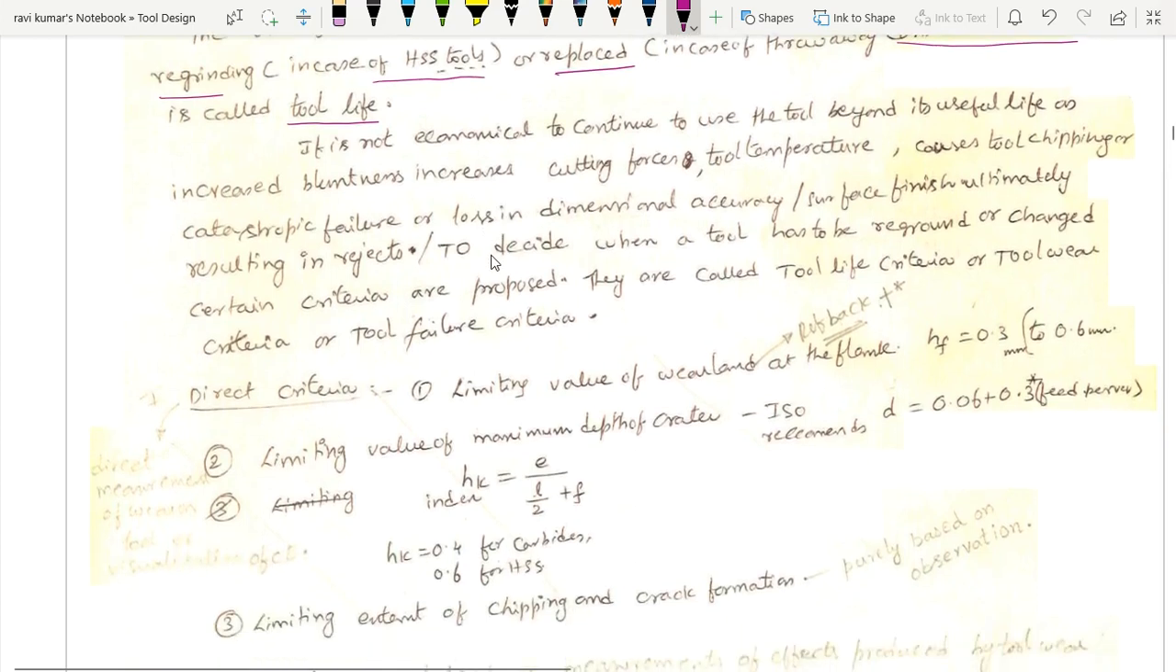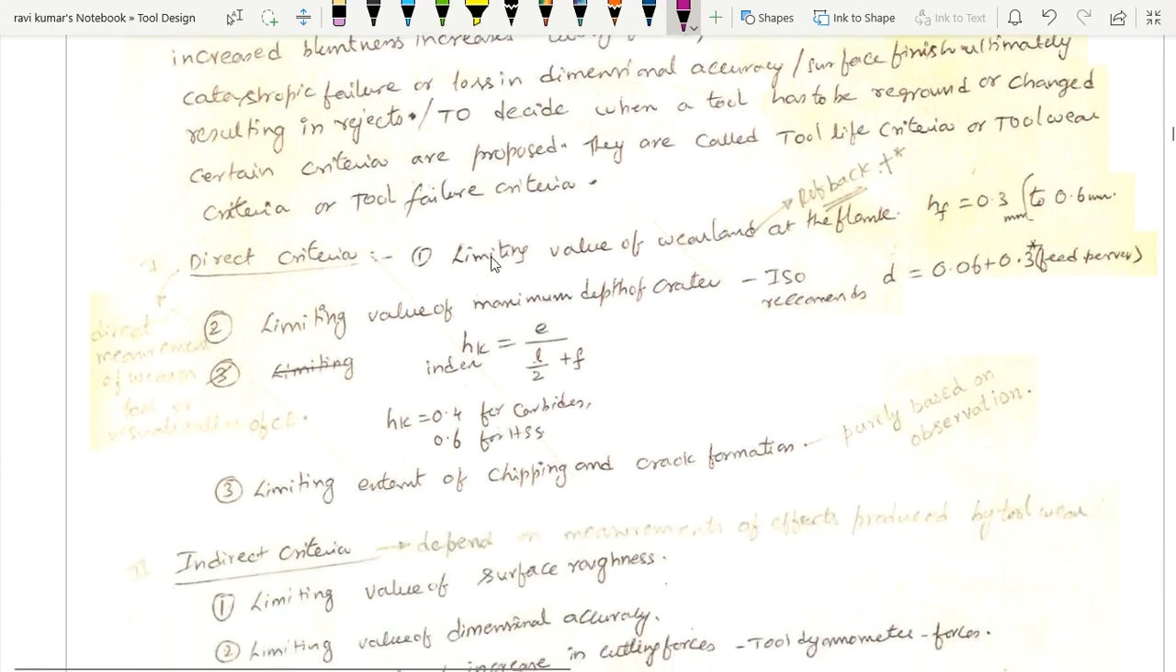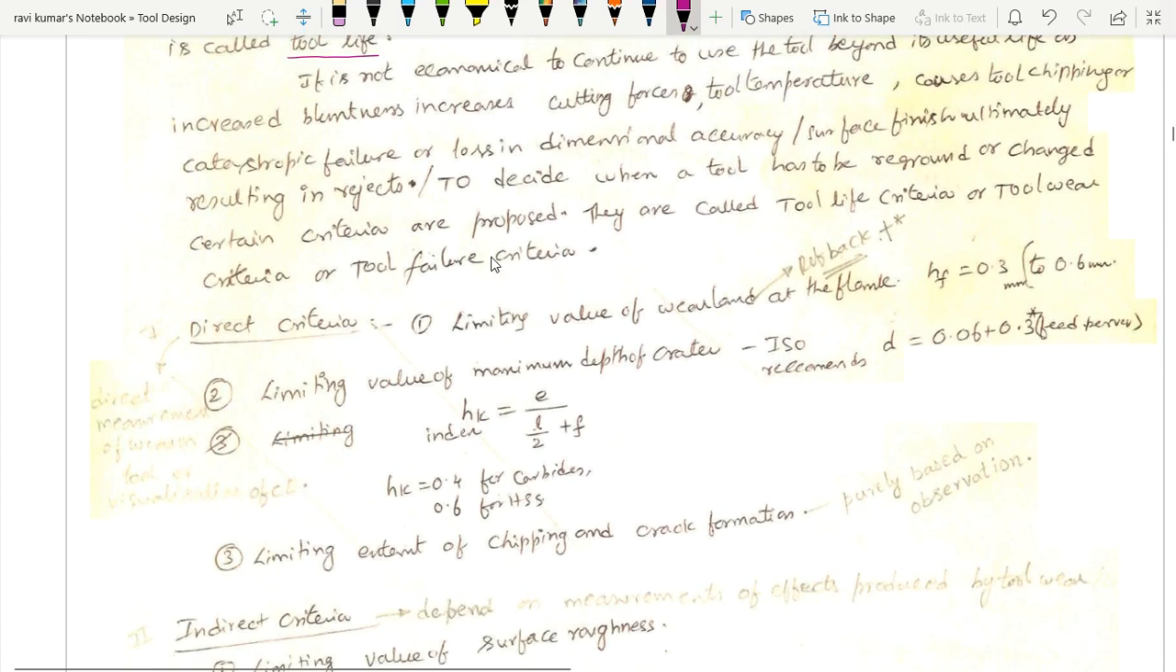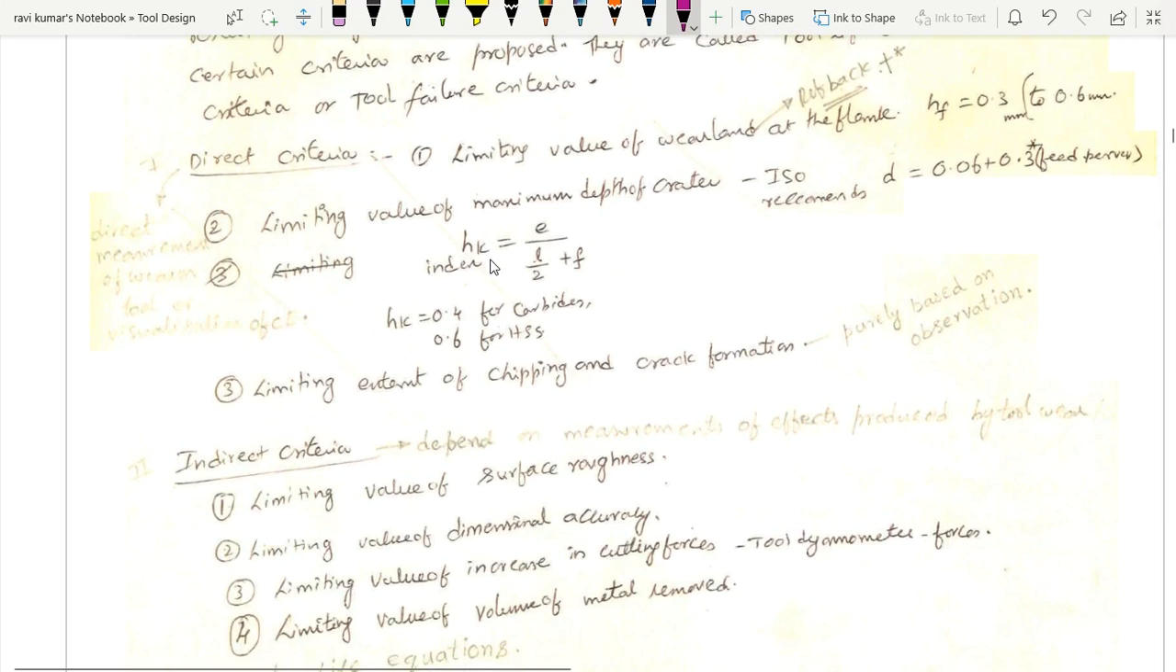But how should I decide when the tool life is complete? The methods which will tell whether the life of the tool is still continuing or it is over, they are nothing but the tool life criteria. The tool life criteria are of two types. One is direct criteria, another is indirect criteria.